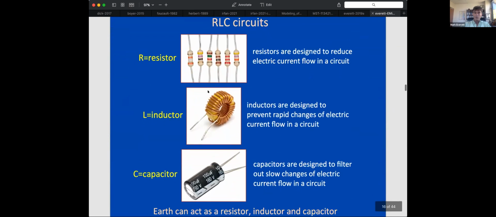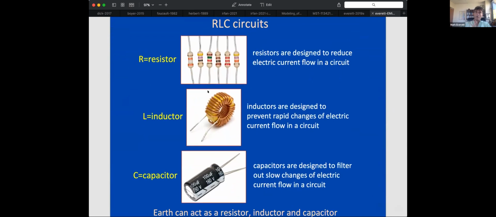Okay, changing gears a little bit, I want to talk about induction and inductors, because after all, this is a talk about induction. So let's think about this in very simple terms of RLC circuits. As you probably know, there are three primary types of passive elements: resistors, inductors, and capacitors. So what do each of these do?